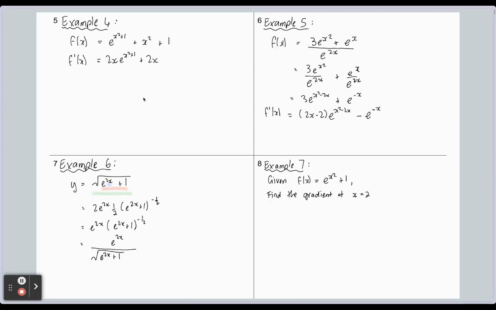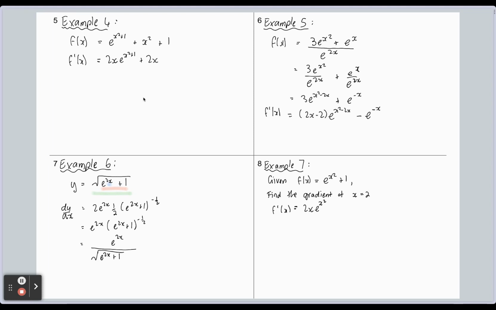Okay, example 7 just has one extra step in it, which says find the gradient at x equals 2. So first of all, we work out f dash of x. f dash of x is equal to, I just realized over here I didn't put the dy by dx in, in my excitement. Okay, f dash of x is equal to: the derivative of x squared is 2x, and then the derivative of e is e, so it's e to the x squared. And then the plus 1 disappears.